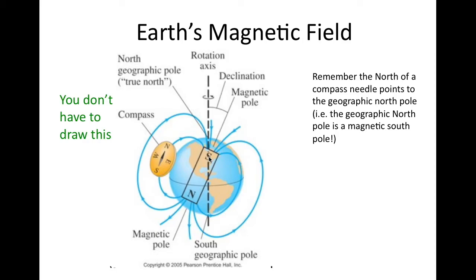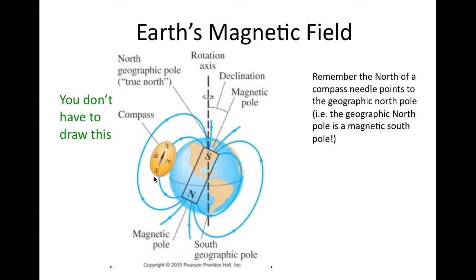The south magnetic pole is the north geographic pole. Now, let's look at a compass. A compass needle is just a narrow, thin bar magnet that is balanced on a pin and has a north pole labeled N and a south pole labeled S.